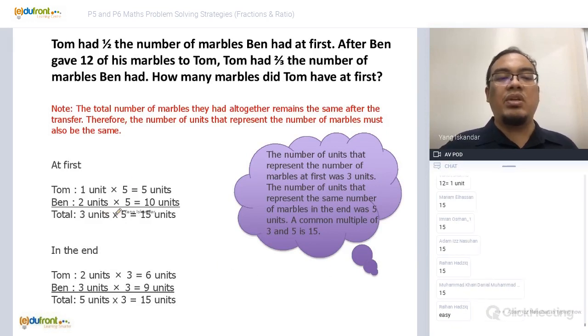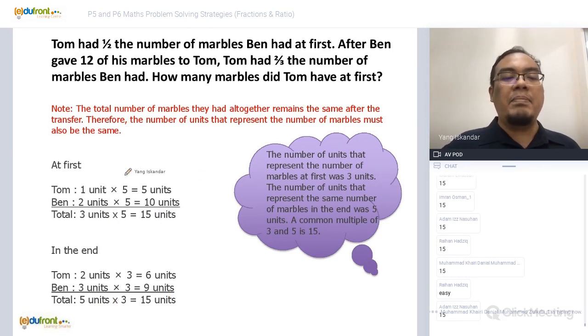In the first ratio, we need to multiply by 5 to get 15. In the second ratio, the total we multiply by 3, we get 15. And remember, when we multiply by 5, don't forget to multiply by 5 to all the related ratio. Here, multiply by 3 to all the related ratio, right? Because these are what we call equivalent ratio.